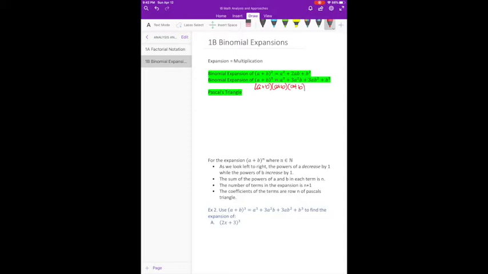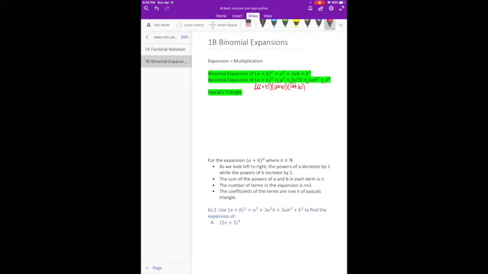Okay, so we can make this a little bit easier, because you can imagine the more we do, if we do a plus b to the fourth, that's going to get pretty hefty. So we have this thing called Pascal's triangle. Pascal's triangle gives us the coefficients of binomial expansions, which is really cool.